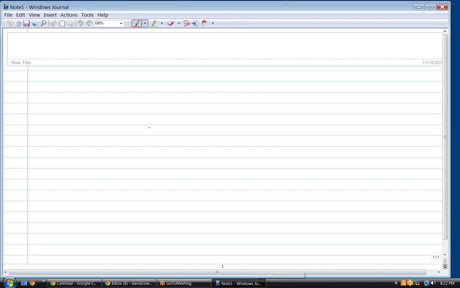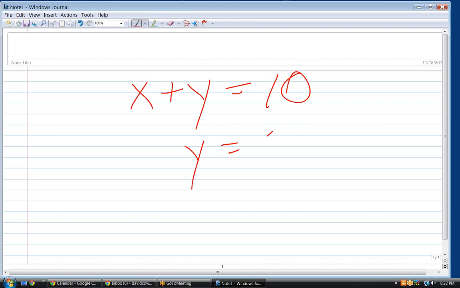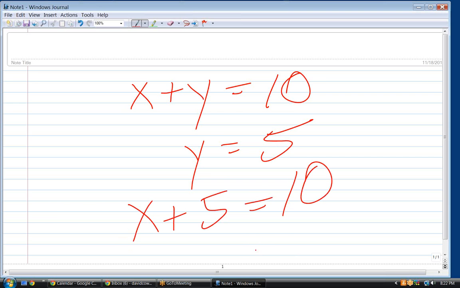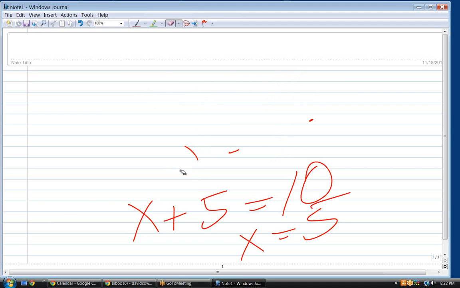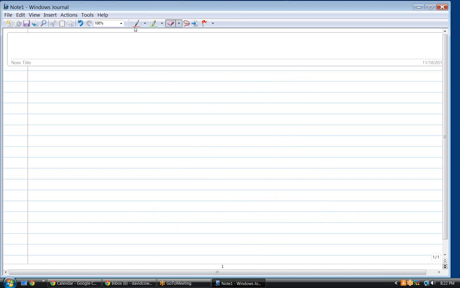Tablet here, and if you have two equations and two unknowns, use the substitution method. X plus 5, I substitute 5 for y and solve for x. Do you have some specific problems you can verbalize and we can solve? Yeah.